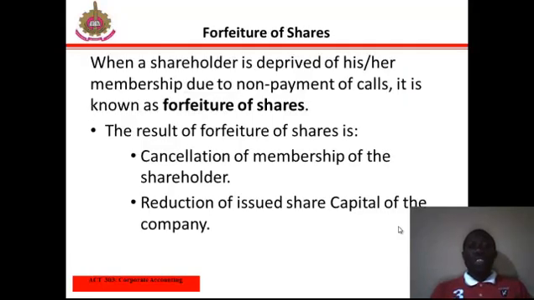Forfeiture of shares. When a shareholder is deprived of his or her membership due to non-payment of calls, it is known as forfeiture of shares. The result of forfeiture of shares is: 1. Cancellation of membership of the shareholder. 2. Reduction of issued share capital of the company.